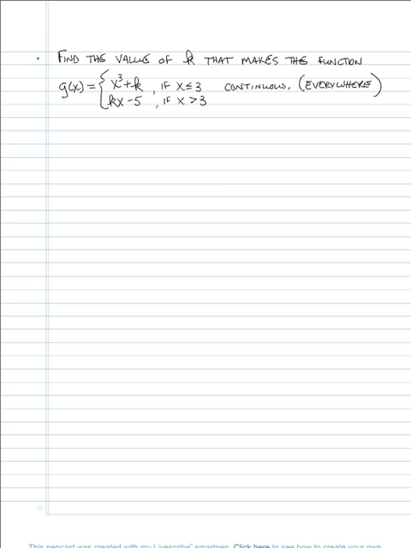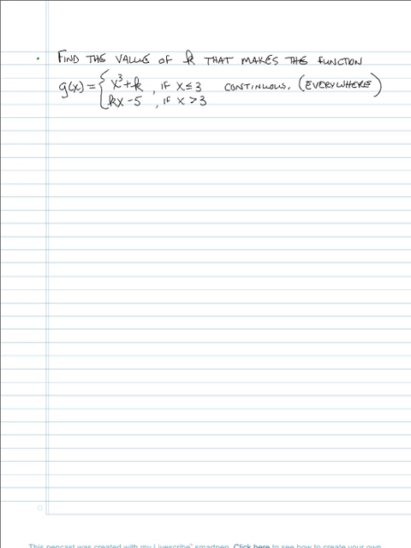Okay, and our last problem for this section on continuity, you can see as it reads, find the value of k that makes the function g of x equal x cubed plus k if x is less than or equal to 3, and it's kx minus 5 if x is greater than 3. So find the value of k that makes that function continuous. And when we say just continuous, we mean everywhere, that there are no discontinuities.